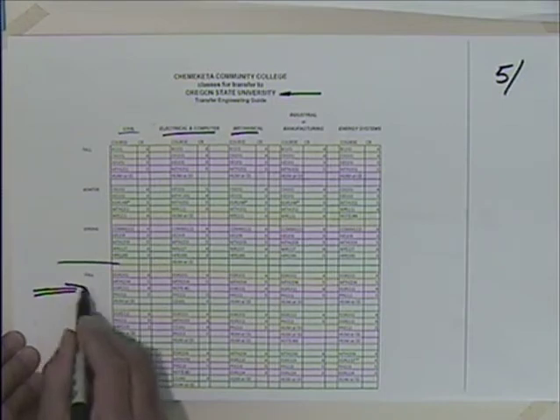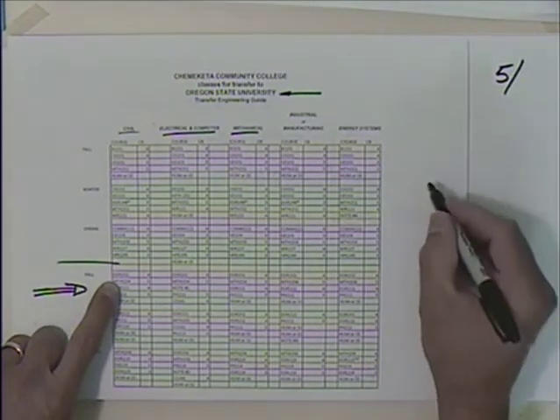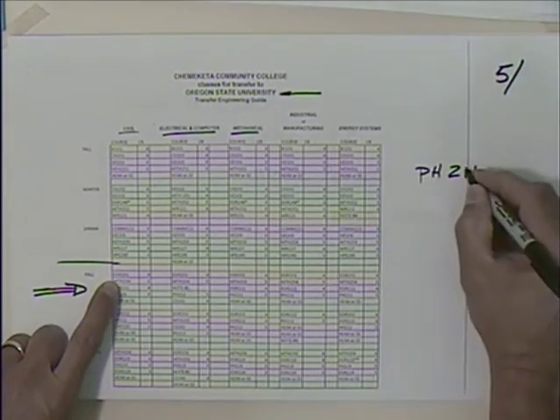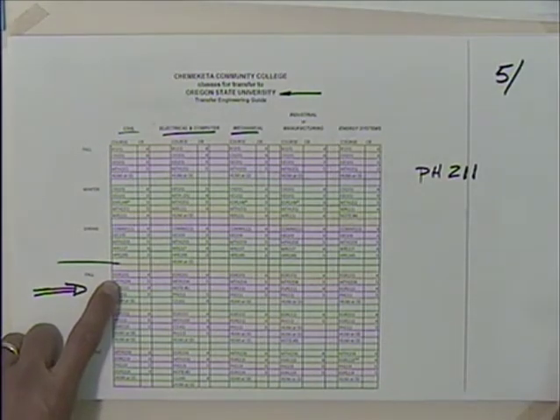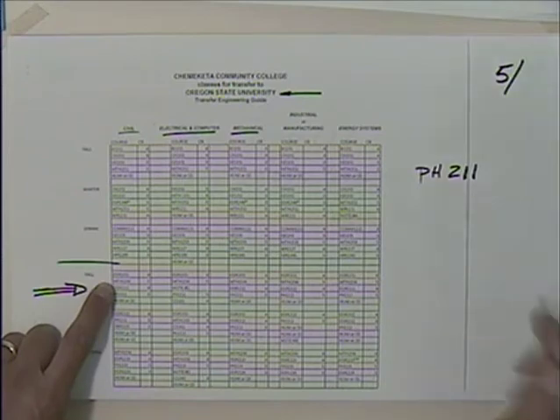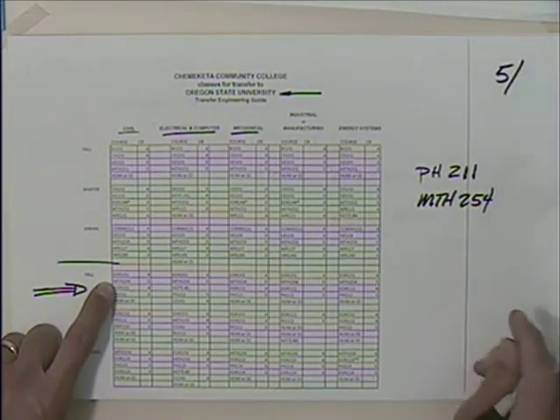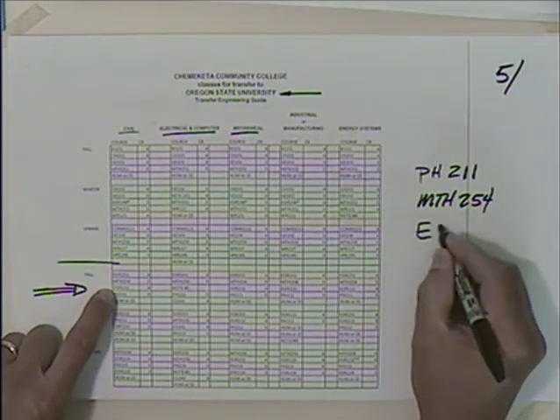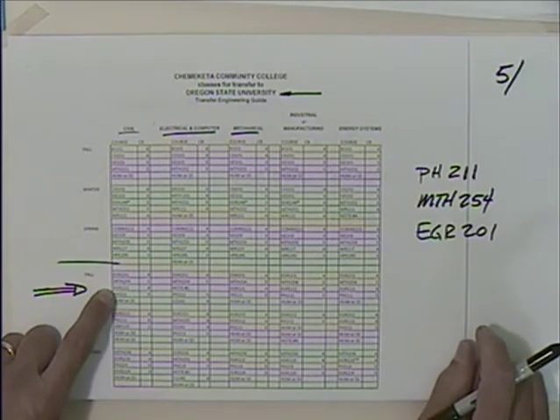So this is where you are, fall term, your second year. And if we look at this, you should be in Physics 211. Be real careful with that. Do not mess around with Physics 201. That's not going to work for you. So Physics 211, the calculus-based physics. Then Math 254, and then EGR 201, this class. That'll be the most fun.